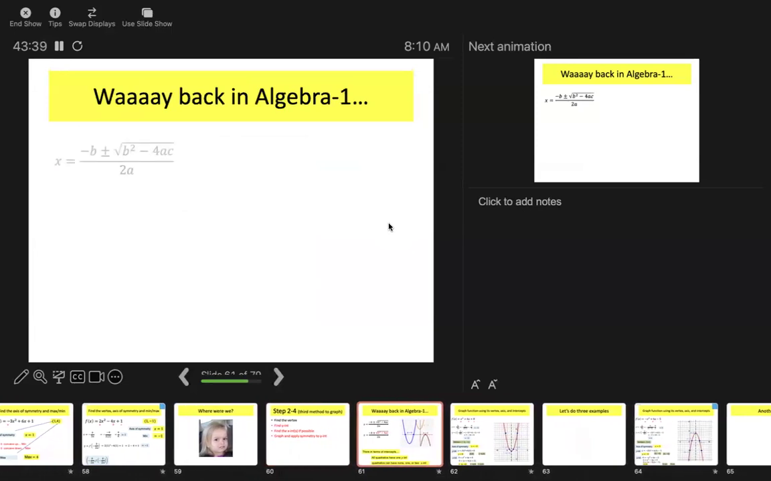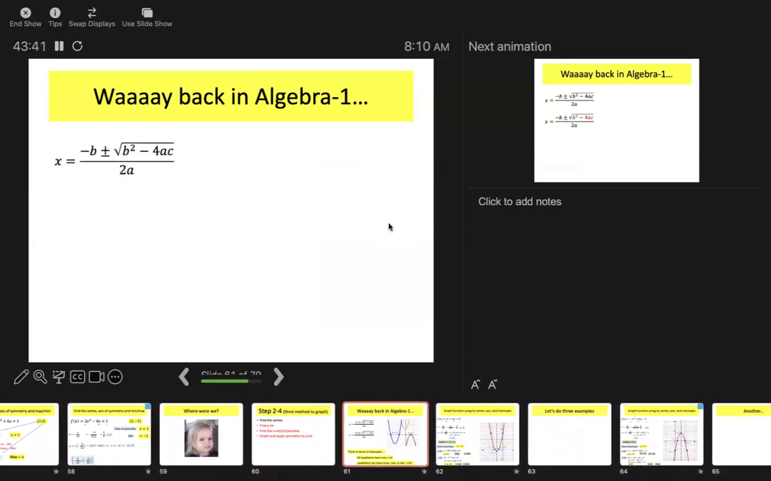All right. Way back in Algebra 1, this is why this formula seems very familiar, right? This is the quadratic formula, which solves for any quadratic, factorable or not factorable. Do you remember what this thing inside the square root was called?